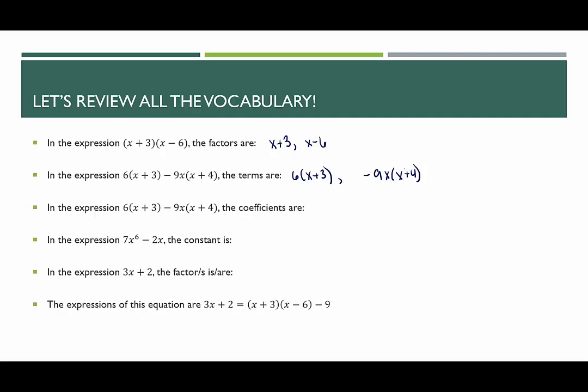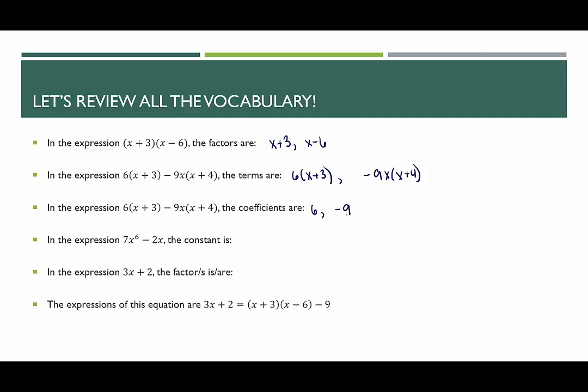In this expression, the coefficient, so each term, if there's a variable or parentheses or a radical, then it has a coefficient, and the coefficient would just be that number. So we have a coefficient of 6, and here we have a coefficient of -9.